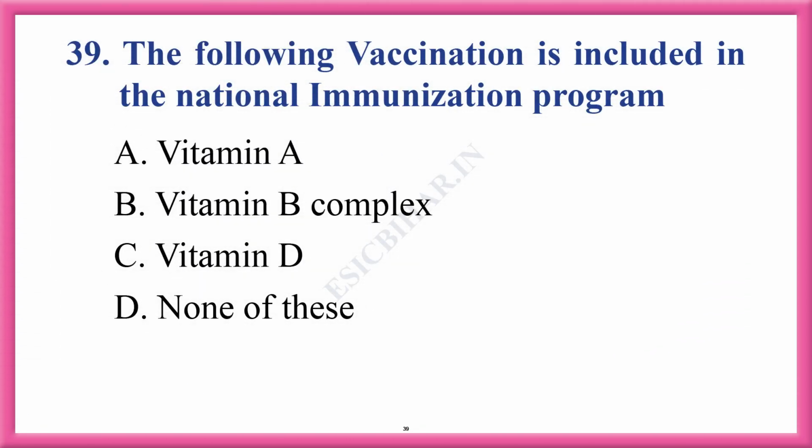Question 39. The following is included in the National Immunization Program: A. Vitamin A, B. Vitamin B complex, C. Vitamin D, D. None of these. And the answer is A. Vitamin A.